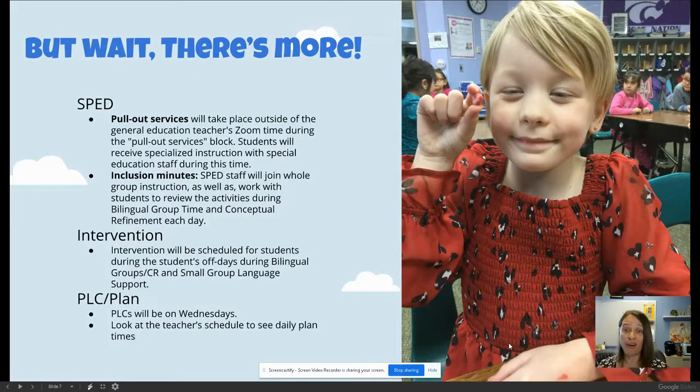But wait, there's more. SPED. Pull-out services will take place outside of the general education teacher's Zoom time during the pull-out services block. Students will receive specialized instruction with special education staff during this time. Inclusion minutes. SPED staff will join whole group instruction as well as work with students to review the activities during bilingual group time and conceptual refinement each day. Intervention. Intervention will be scheduled for students during the students' off days during bilingual groups or CR, conceptual refinement, and small group language support. PLC and plan time. PLCs will be on Wednesdays, and look at the teacher's schedule to see daily plan times.